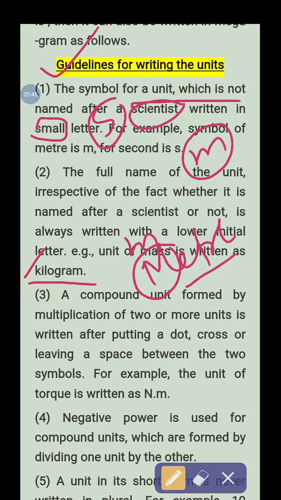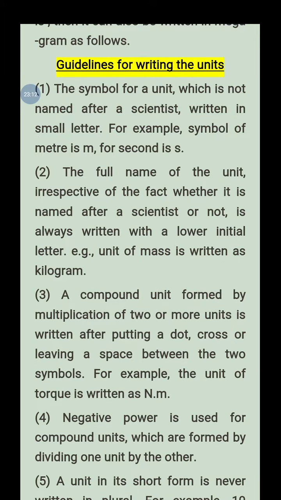This is the wrong way. When in the short form we are using small m, then also if we are going to write in full form, we use lower case. That's meter, lower initial case. It starts from the smaller format. If it is in the name of a scientist, then we are going to use the capital letters. A compound unit formed by multiplication of 2 or more units is written after putting a dot or cross, or leaving a space between the two symbols.